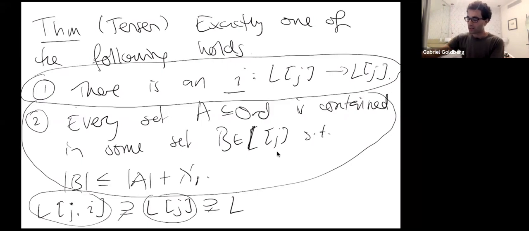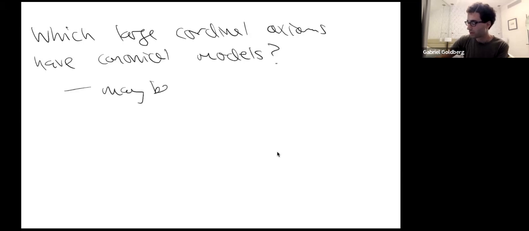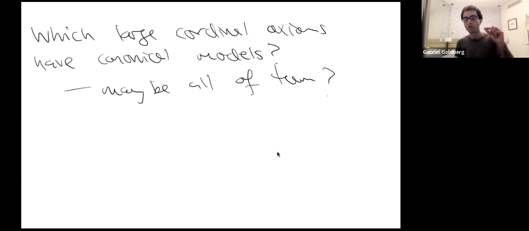And the question is, how far do these models go? So which large cardinal axioms have canonical models? And for all we know, maybe all of them do. So there's this canonical model at the level of a measurable cardinal. If you have a measurable cardinal kappa, there's actually a minimum model of ZFC in which kappa is a measurable cardinal. And this is a model of GCH. You can answer any question you want about it. You get a unique measure on kappa in the model.